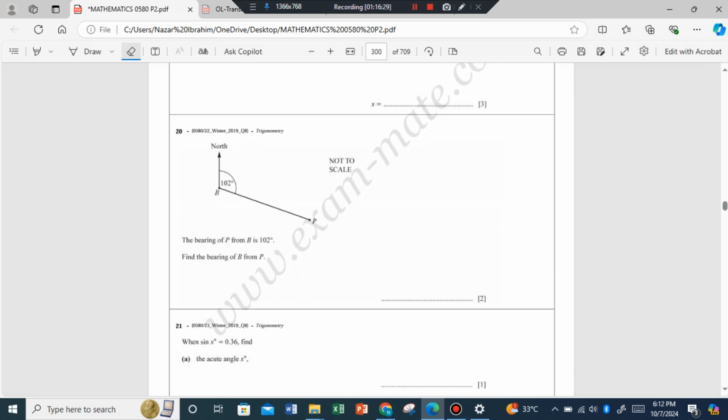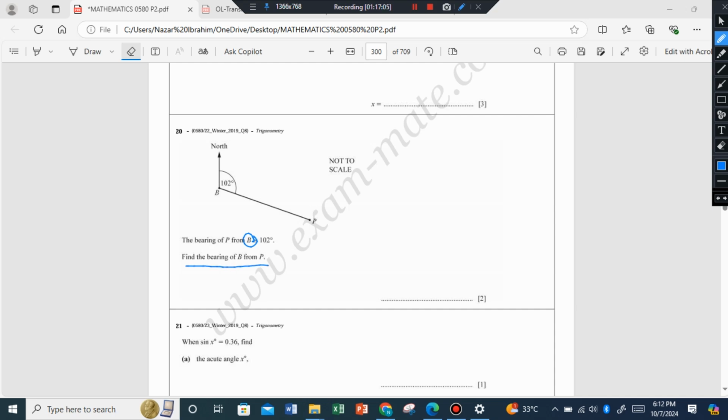The 20th question is: the bearing of P from B is 102 degrees, right? Bearing, first you should know what bearing is. Bearing is direction measured from north, right? This is basically the bearing of P from B. So direction is measured from the alphabet which is written next to 'from'. Here it is from B. So from the north of B till P is 102. We are asked to find the bearing of B from P.